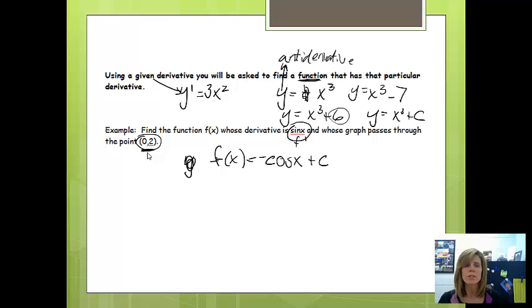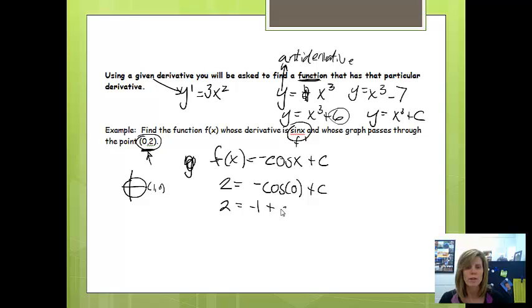Now, for my specific antiderivative, I want it to pass through the point (0, 2). So just how we do for equations of tangent lines, I'm going to plug in 0 and 2 for what I know. So 2 is a y value, which is the f of x. I'm going to put 2 equals negative cosine of 0, plus c. The cosine of 0, it's not the inverse cosine of 0, it's just at 0. At 0, the value is 1, so I'm going to have 2 equals negative 1 plus c. Solving for c, I get c is equal to 3.